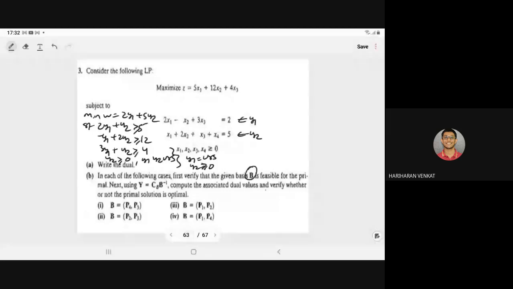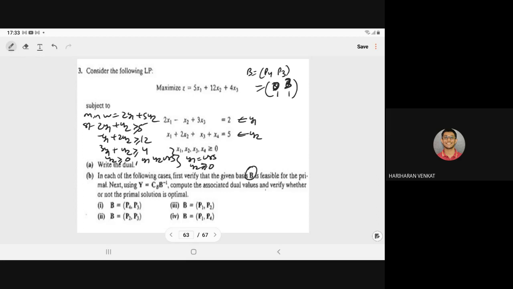Clear? So first we have written the dual. Now first we have to check whether the basis B = P4 P3 is feasible. What is P4 P3? P4 is 0 1 and P3 is 3 1. The sequence you have not to change, so here P4 is the 0 1, P3 is the 3 1.